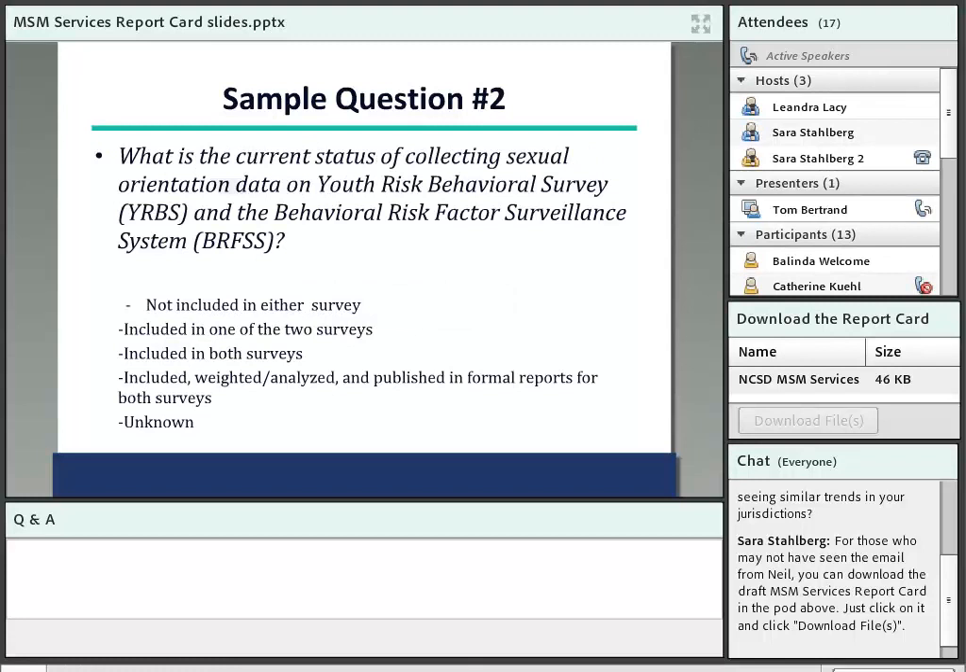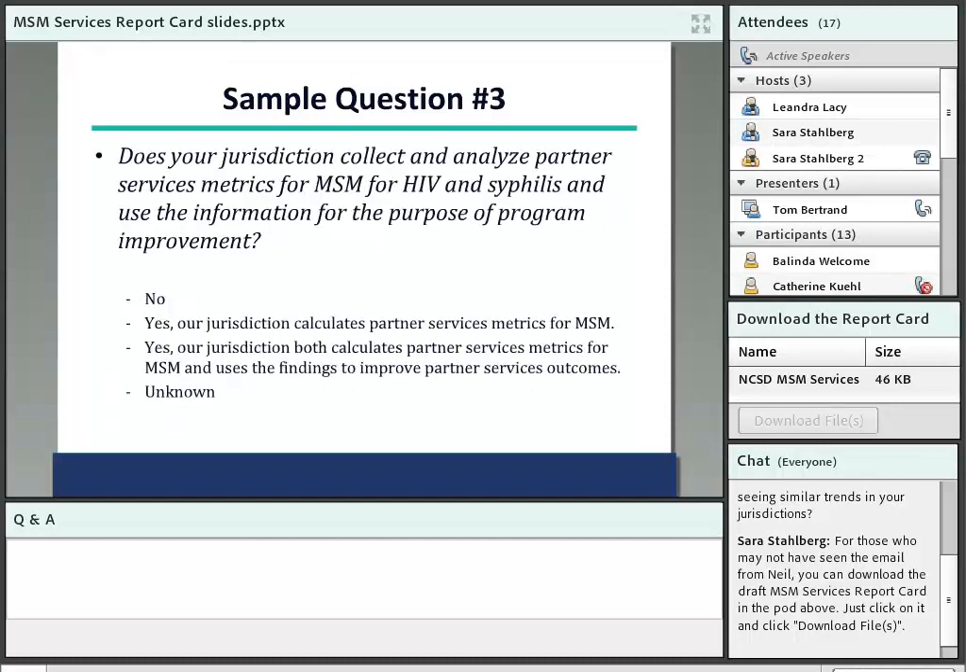Here's another sample question. What's the current status of collecting sexual orientation on YRBS and BRFSS? Not included in one or two of the surveys, included in both, or included, weighted, analyzed, and published in formal reports for both surveys.